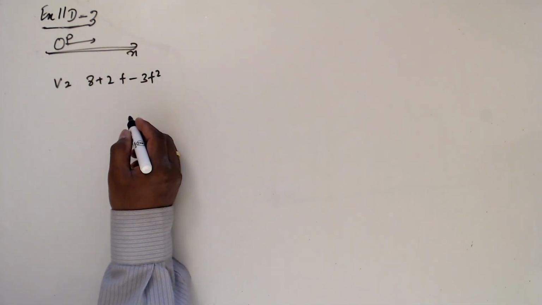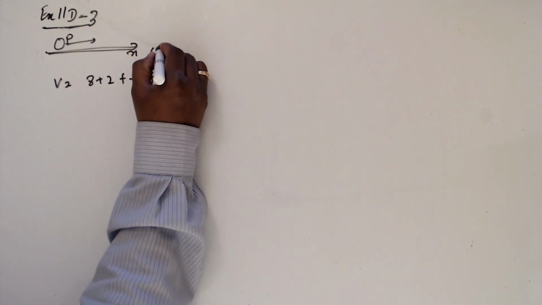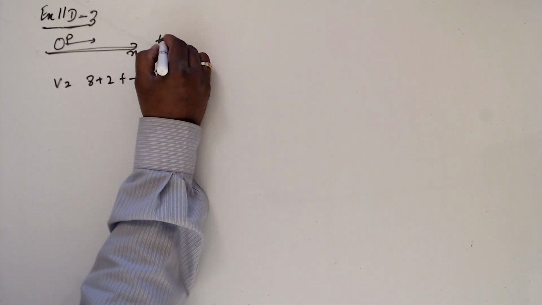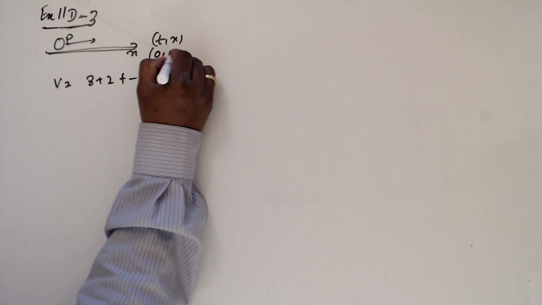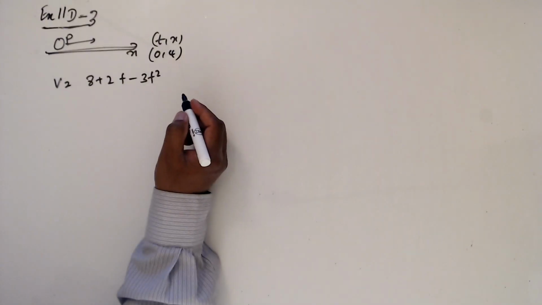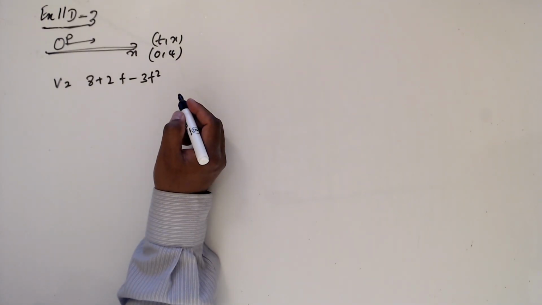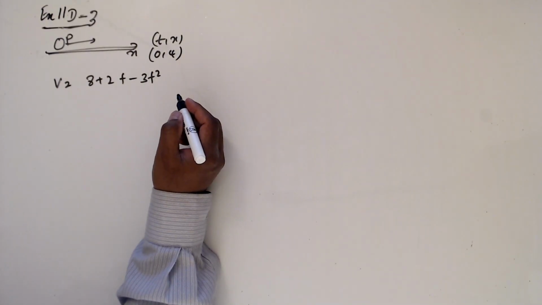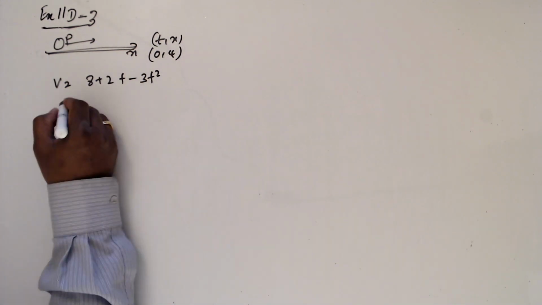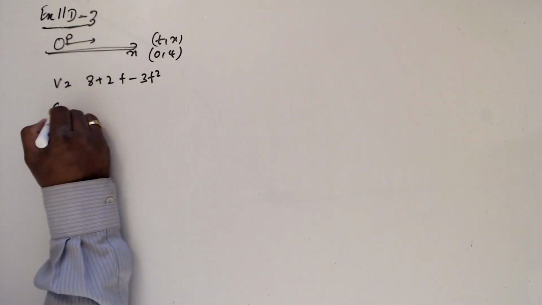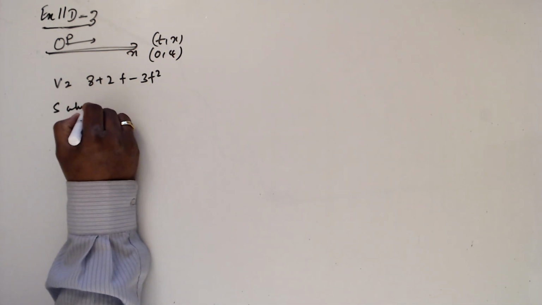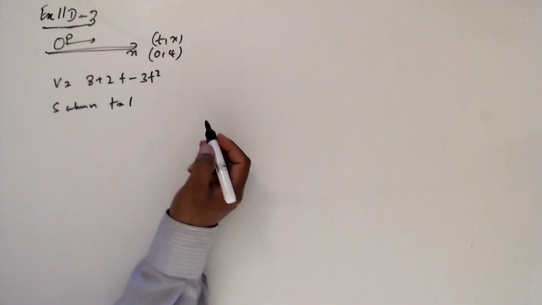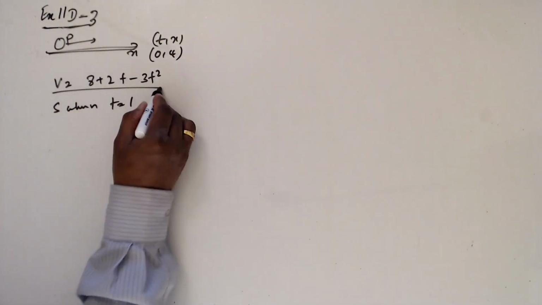At t equals 0, x equals 4, that's the coordinate given. So t equals 0, x equals 4. Find the distance s from when t equals 1. So we need to find the distance s when t equals 1. So we have a velocity relationship.